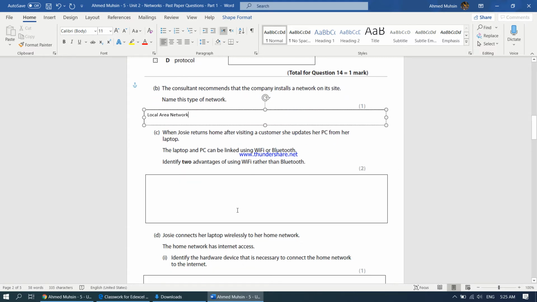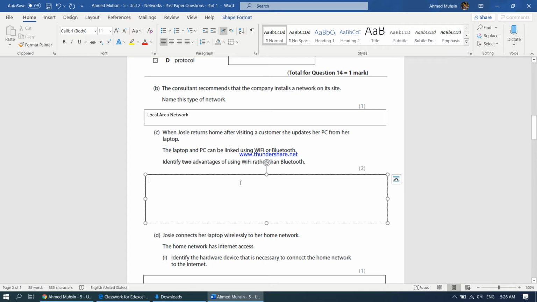When Josie returns home after visiting a customer, she updates her PC from her laptop. The laptop and PC can be linked using Wi-Fi or Bluetooth. Identify 2 advantages of using Wi-Fi rather than Bluetooth. So this is a question you should be quite familiar with. We learned this in depth in chapter number 4, digital communication.